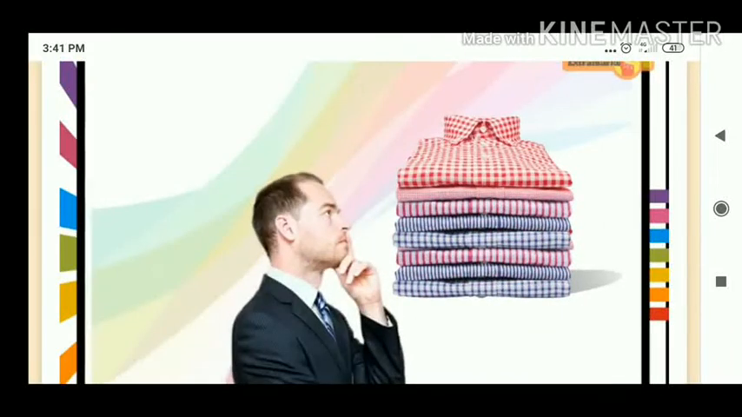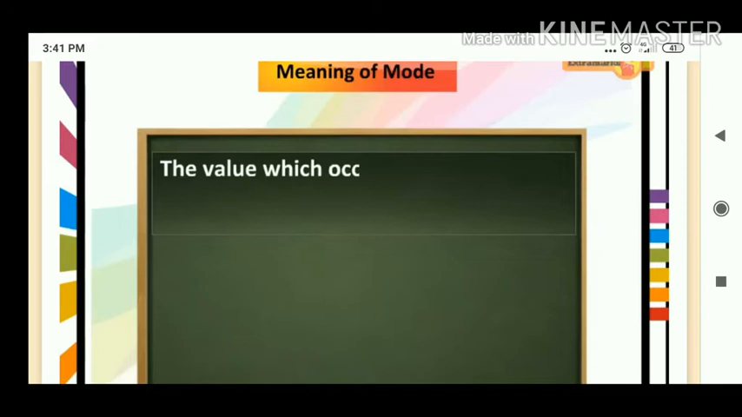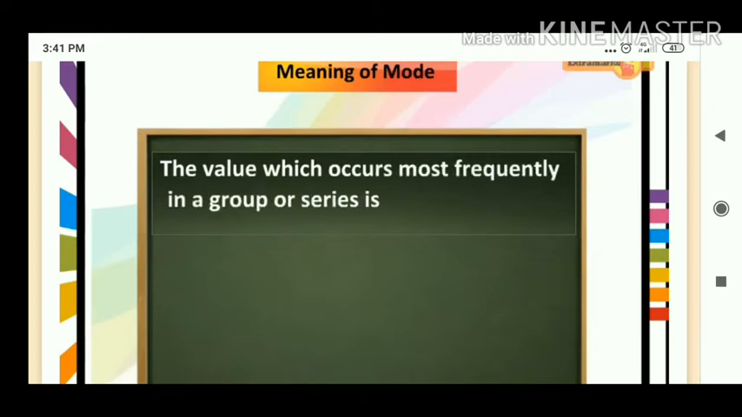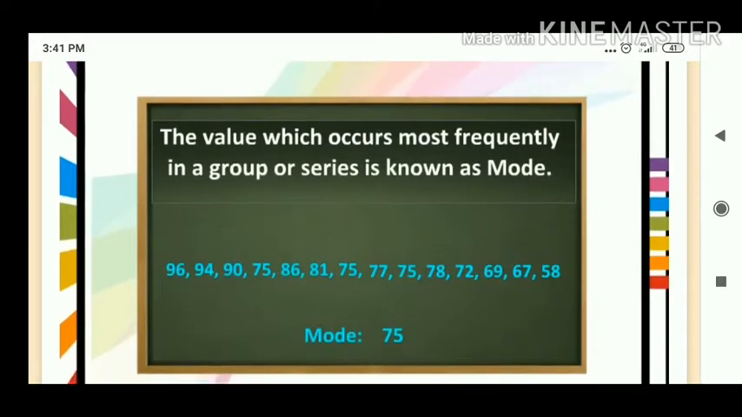Let us take another example. A shirt manufacturer likes to know the maximum demanded size of shirts in a locality. He surveys some 50 households and obtains the following data. According to the data, 36 size is the most preferred size as the maximum number of households have opted for it. Therefore, mode of this data is 36. The value which occurs most frequently in a group or series is known as mode. For this data given below, mode is 75 as 75 occurs most in the data.